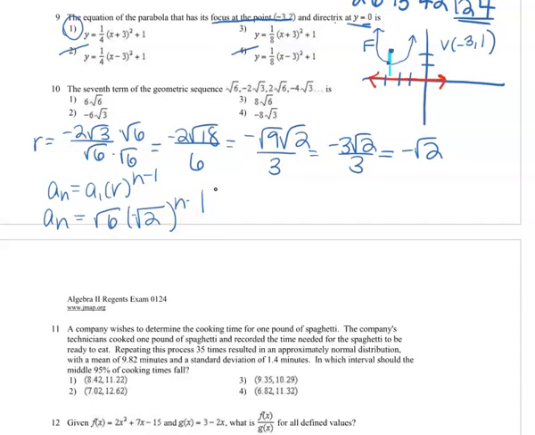And therefore, this would be the corresponding formula that makes sense for this particular sequence. Now, remember, they want the 7th term, so I'm plugging in 7 for n. So this is the square root of 6 times negative radical 2 to the 6th.